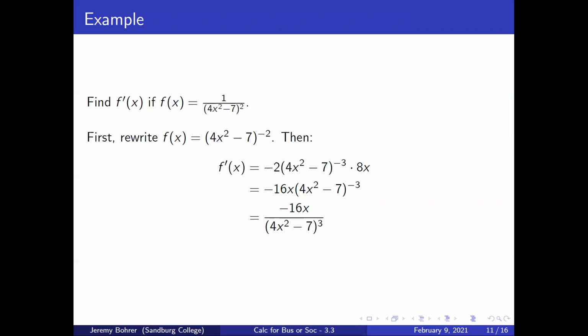Find f'(x) if f(x) = 1 over (4x² − 7)². First, we rewrite f(x) = (4x² − 7)⁻². Then f'(x) = −2(4x² − 7)⁻³ times 8x, which is −16x(4x² − 7)⁻³, which equals −16x over (4x² − 7)³.